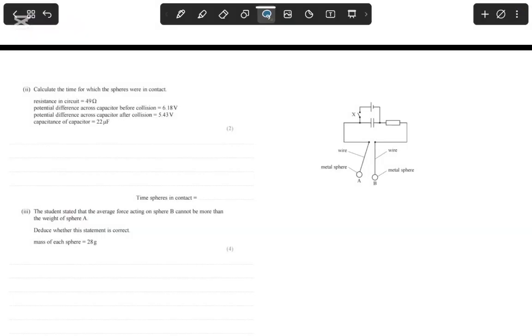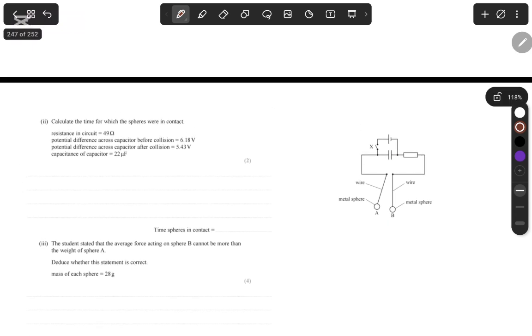Okay, so now for part BII, it says calculate the time for which the spheres were in contact. Basically, when the spheres are in contact, the capacitor will discharge. Before the collision the capacitor has this much potential difference, and after A and B come into contact, the capacitor discharges. When A and B lose contact, the capacitor stops discharging, and we end up with the capacitor having a potential difference of 5.43 volts.